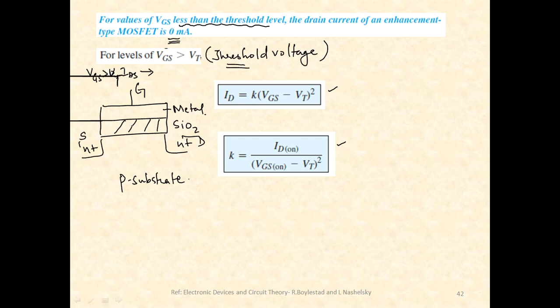So VGS must be greater than the threshold voltage, only then the channel gets formed. Otherwise the channel will either be partial or it will not be present. Only when VGS is greater than VT, the channel gets formed like this. Then we can express the drain current as a constant multiplied by (VGS minus VT) the whole square. So this square term is extremely important.